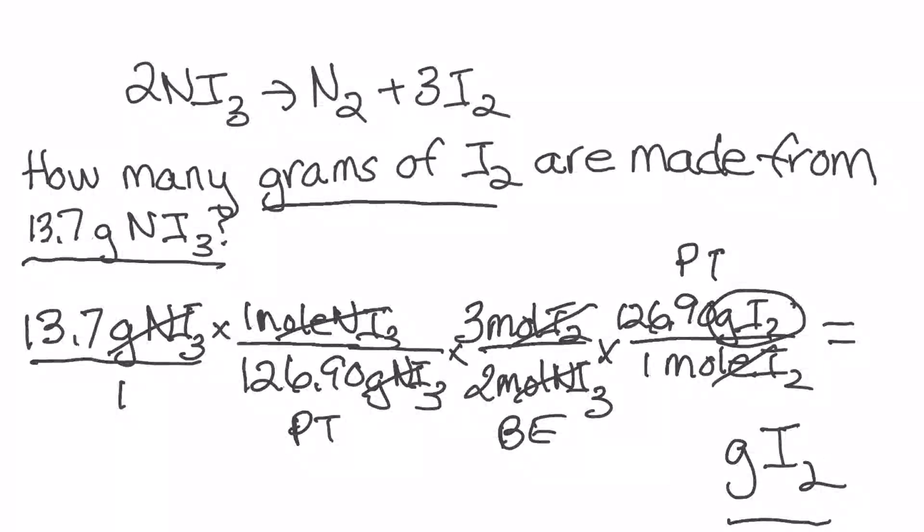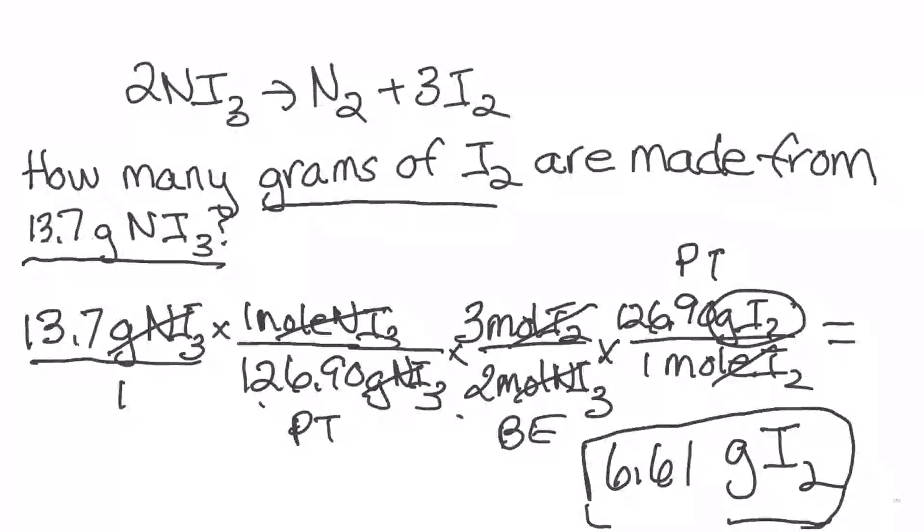So now I just need to take out my calculator and put in 13.7 divided by 126.90 times 3 divided by 2 times 126.90. And I get a very long number, 6.6067 something, but I only need 3 significant figures, so that gives me 6.61 grams of iodine. So there, I've solved the problem. Without being given any equivalents, I just looked them up myself and I could solve the problem.